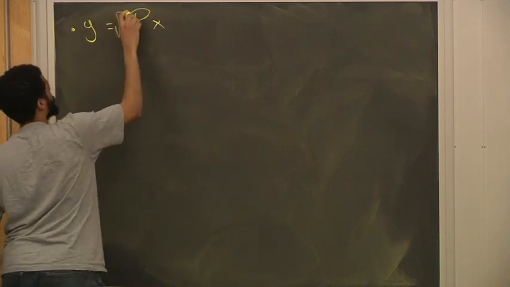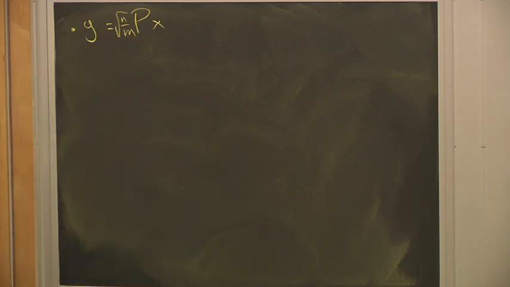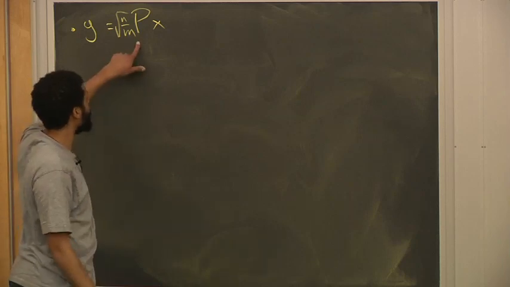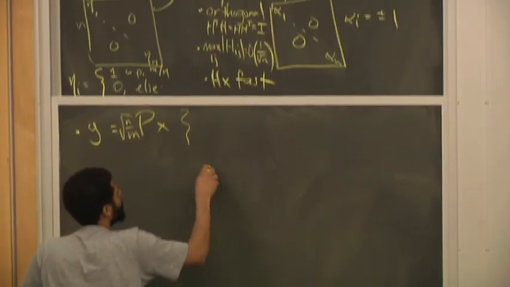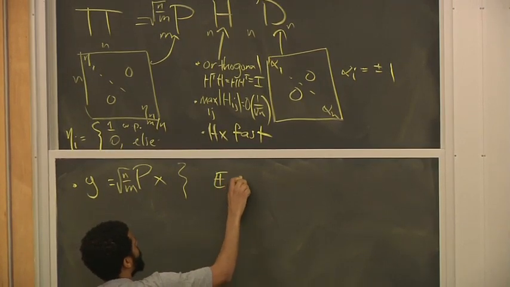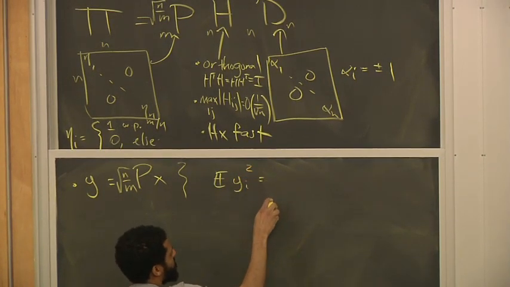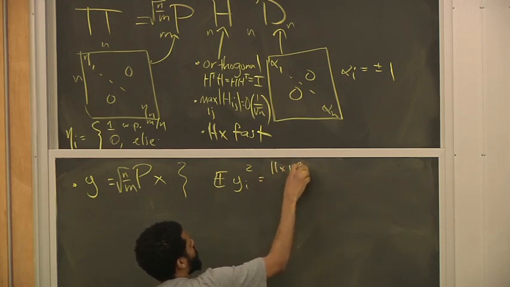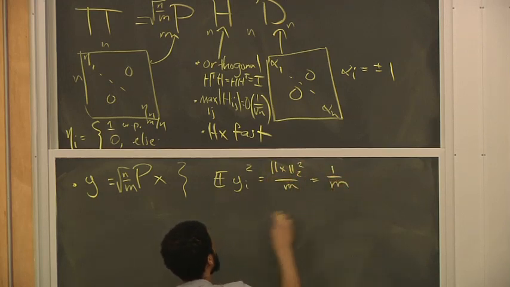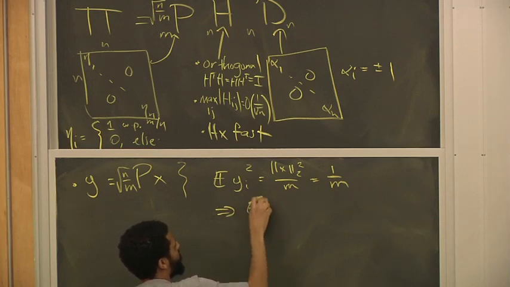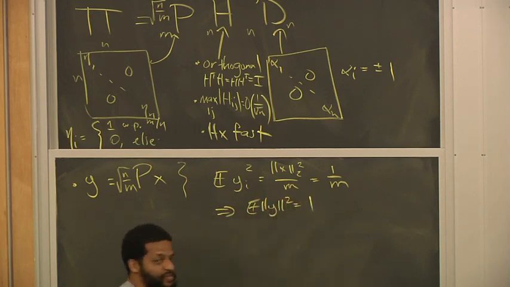With the scaling, root n over m, it's not too hard to convince yourself, and I'm not going to do it here, that the expectation of y_i squared is equal to the L2 norm of x squared over m, which is 1 over m. That implies that the expectation of the L2 norm of y squared is 1. So this is great in the sense that the expectation is right. If we sample coordinates, then we get the right expectation.